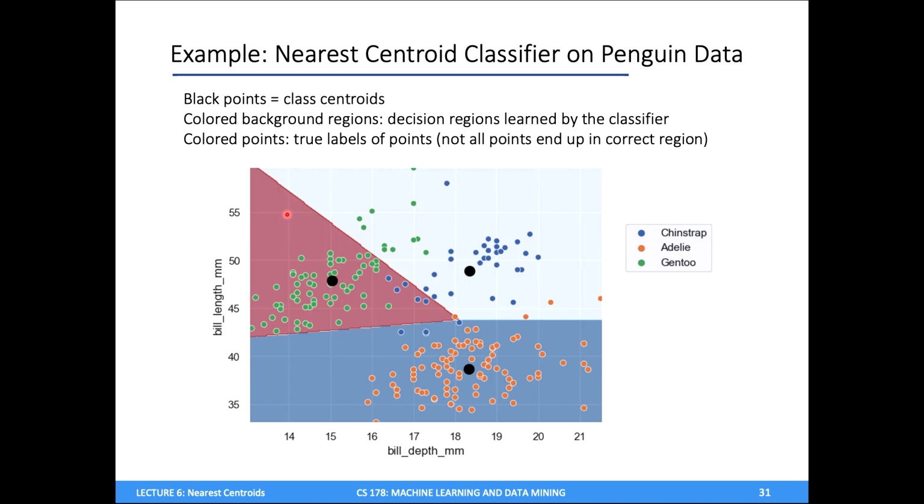But we can now do this across all the different grid points, right? And so we can get a prediction sort of everywhere in this space. And then using those predictions, you can create the colors and create the decision boundaries.